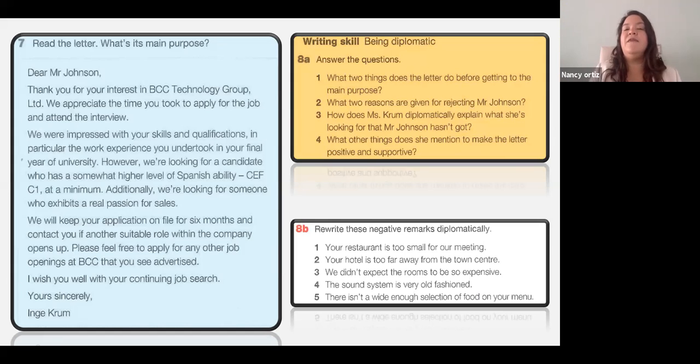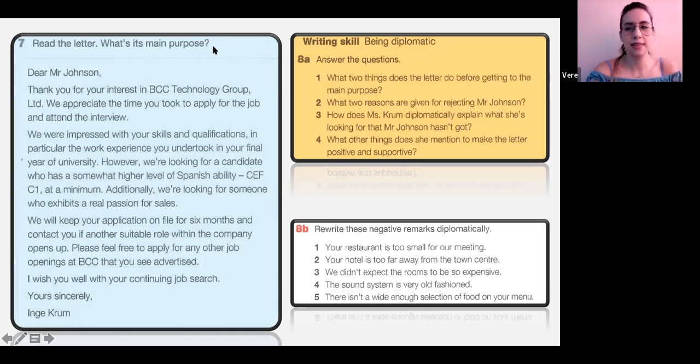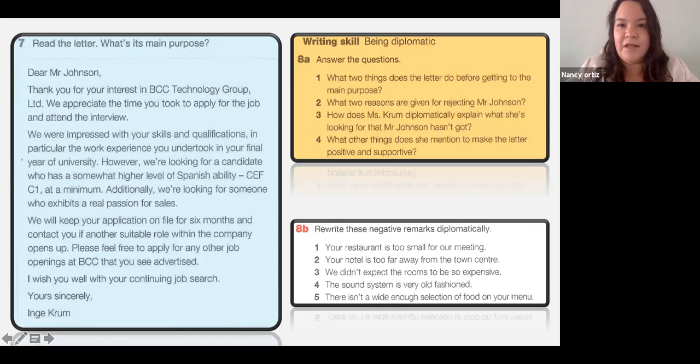Exactly. So the two things the letter does are, number one, they thank the candidate for applying, which is important. Number two, they praise the person, because if they said you're rejected first, you would feel bad. So they mention your good points, that is praising. Okay. Number two, what two reasons? Could you spell the word praising? Praising, yes. Let me put it in the chat.